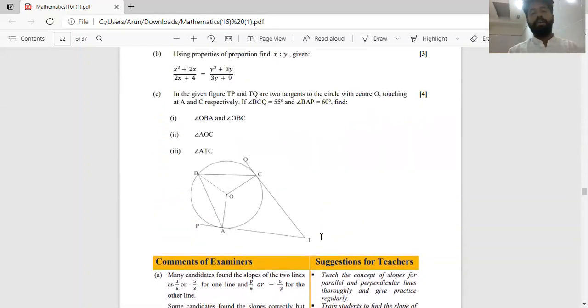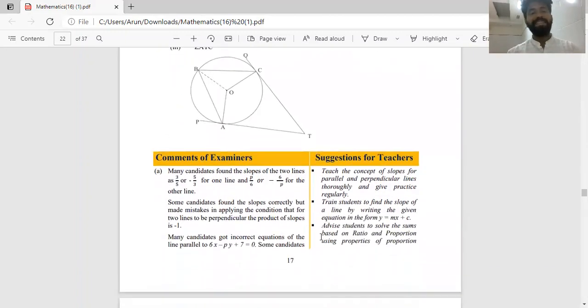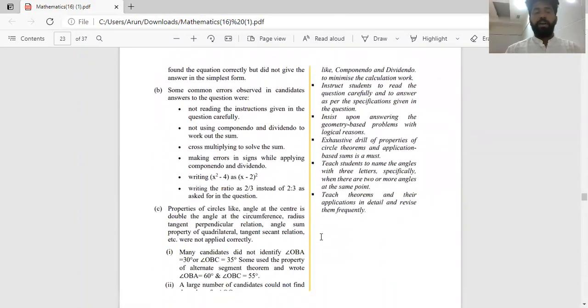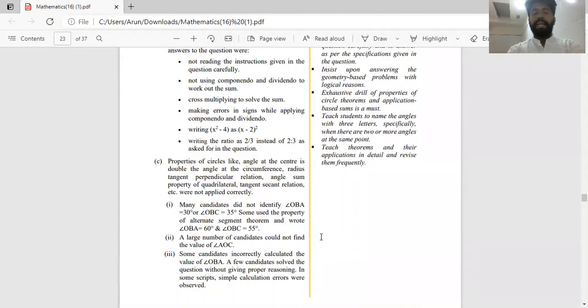Next, in the given figure, TP and TQ are two tangents. It is a sum on circles. In this question, properties of circles like the angle at the center is double the angle at the circumference, the radius-tangent perpendicular relation, the angle sum property of a quadrilateral, and the tangent-secant relation, etc. were not applied correctly. So you need to know all the theorems and properties of circles which we have already discussed, and you need to apply them properly as and when required.